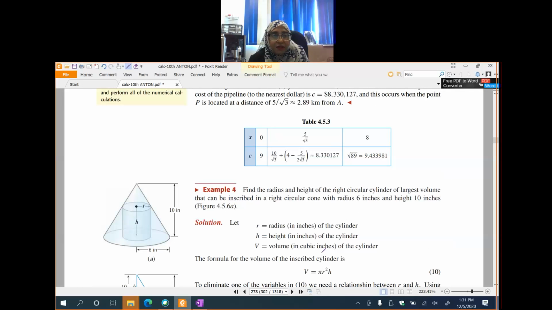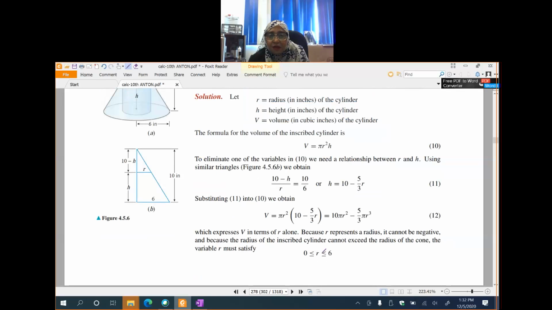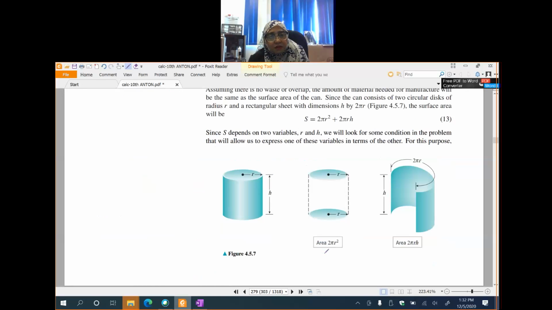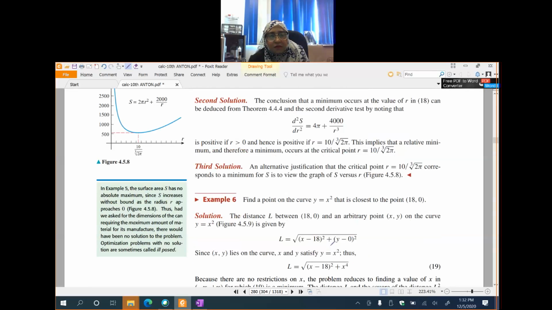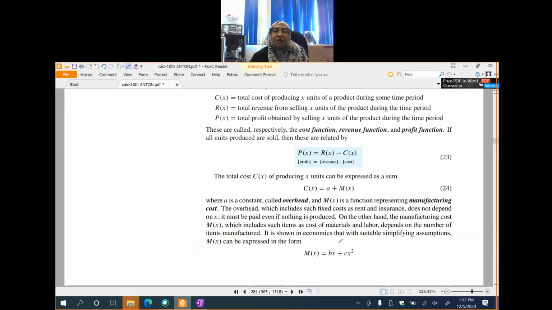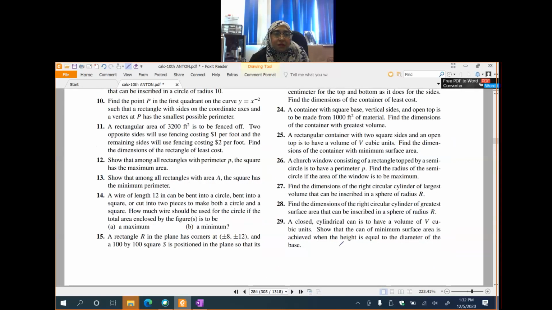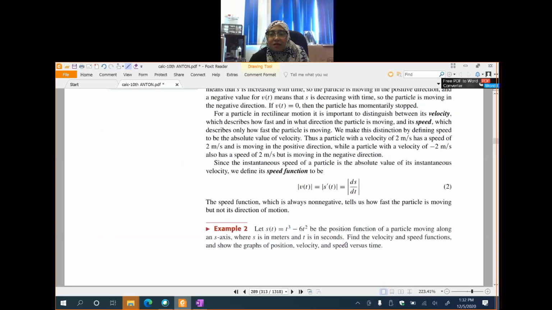I think you can try to read all this and try to solve it. They are just the applications. It means that you just have to differentiate, find the critical points and something like that. I think you can try to do it at home.